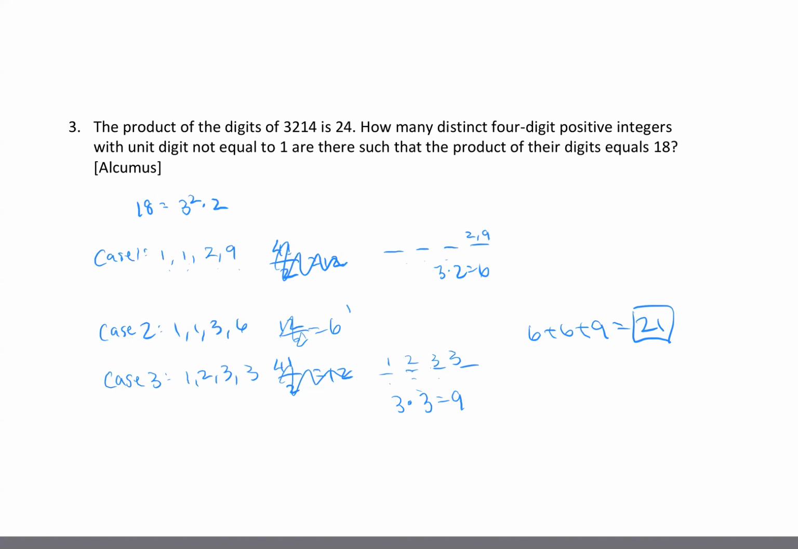Okay, so you guys asked what Alcumus was. Alcumus is just a resource on AoPS where they give you questions and you can have the questions in separate topics like casework or complementary counting, or I think they also have probability in there. So they have a wide range of topics, and they give you questions for you to advance in each topic.